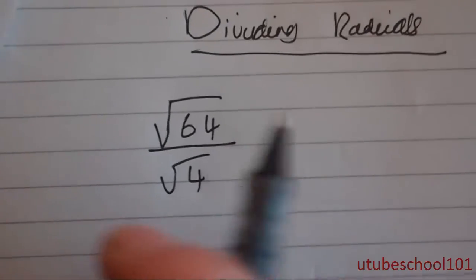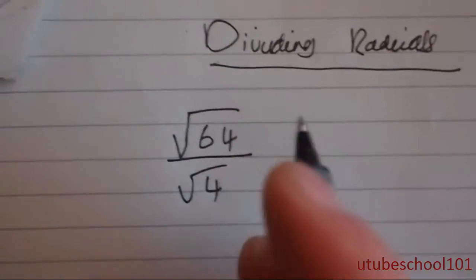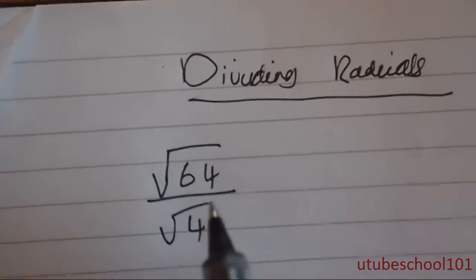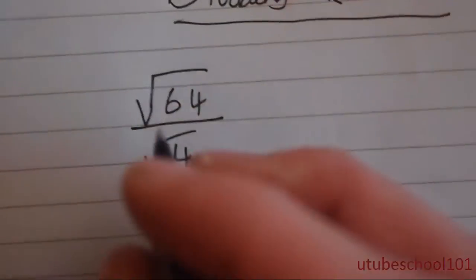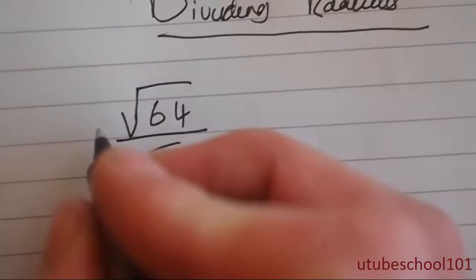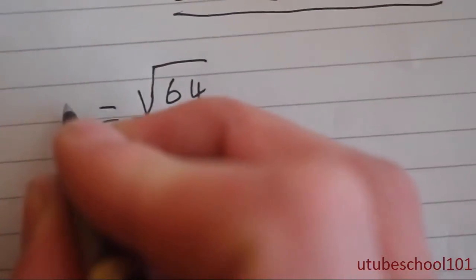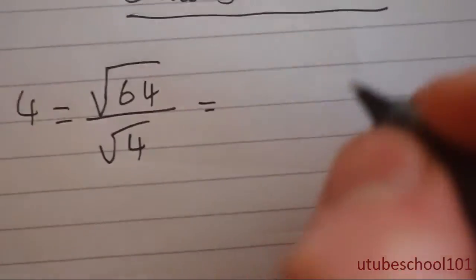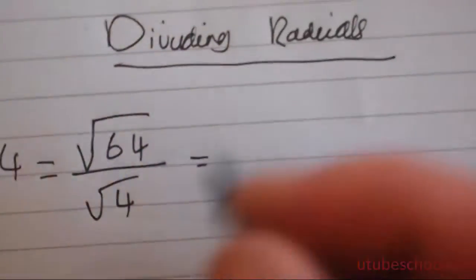So anyway, just using our common knowledge, we can work this out. I mean, what's the square root of 64? That's 8. Square root of 4, that's 2. Sorry, 8 divided by 2 is 4. So we're aiming to get 4 using the method we are about to learn. Well, you're about to learn, because I'm teaching you.